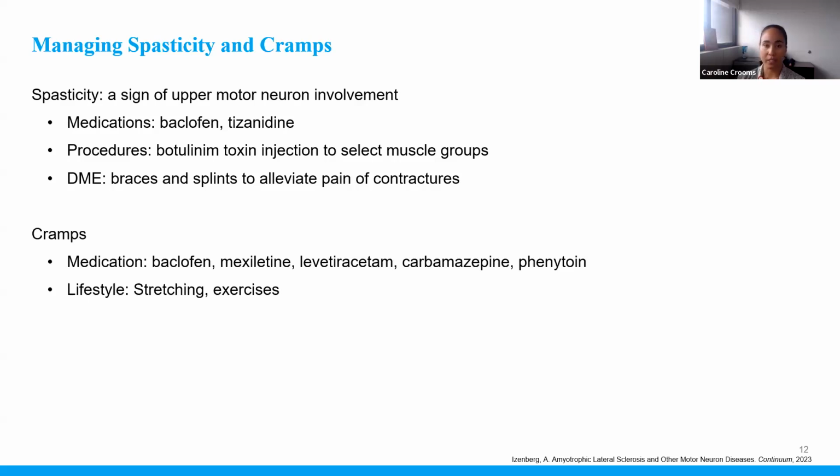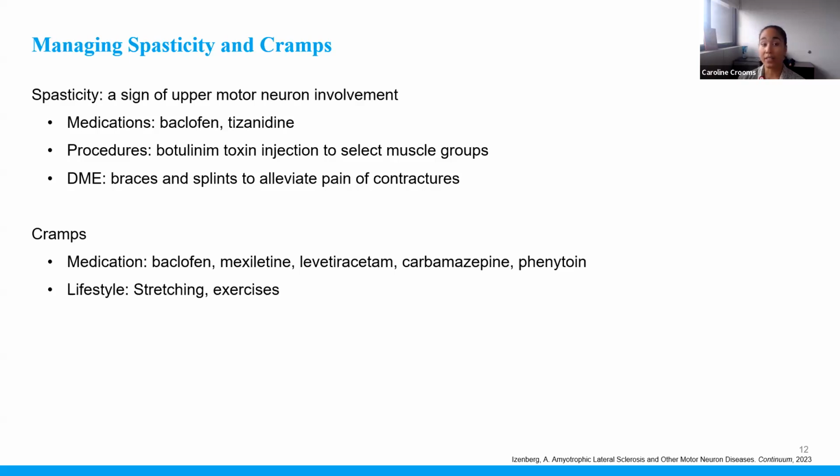Usually treated with muscle relaxants, just like people are probably familiar with. So baclofen, tizanidine. Sometimes people need Botox to select muscle groups. It's not something you can do if somebody has really diffuse spasticity, but if they have very painful spasticity in a few muscle groups, then Botox can be helpful.